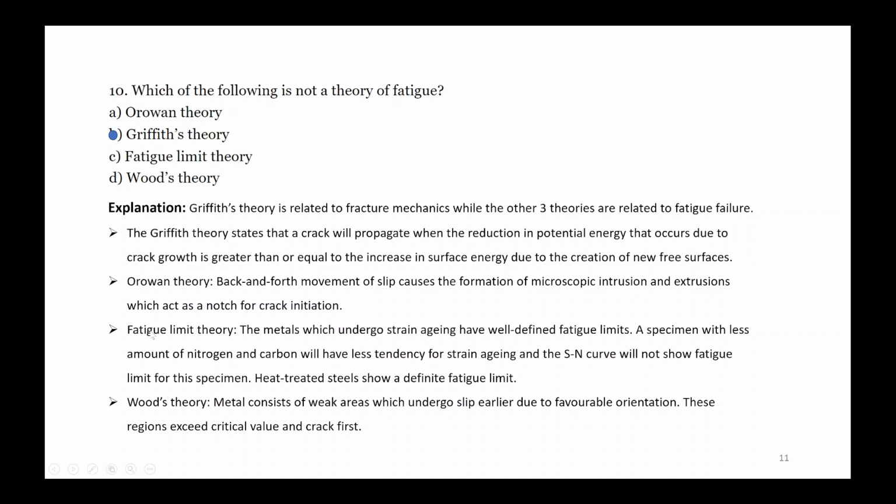Another is fatigue limit theory, in which metals which undergo strain aging have well defined fatigue limits. A specimen with a smaller amount of nitrogen and carbon will have less tendency for strain aging, and the S-N curve will not show a fatigue limit for these types of specimens. While heat treated steels show a definite fatigue limit. Other is Wood's theory. The metal consists of weak areas which undergo slip earlier due to favorable orientation. These regions exceed the critical value and crack first.